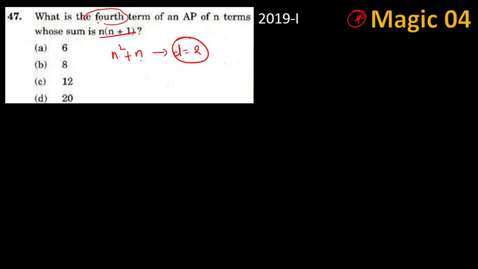They have asked for the fourth term. So can we find the first term? S1 is equal to 1 into (1 plus 1), which is nothing but 2. This is button 1, and from here we go ahead. So 2 is my A and D is 2. So what will be the fourth term? T4 is equal to A plus 3D.